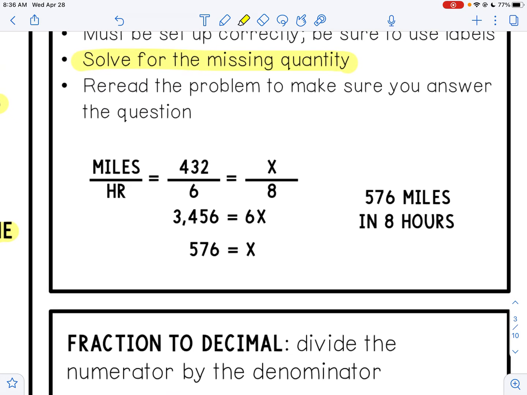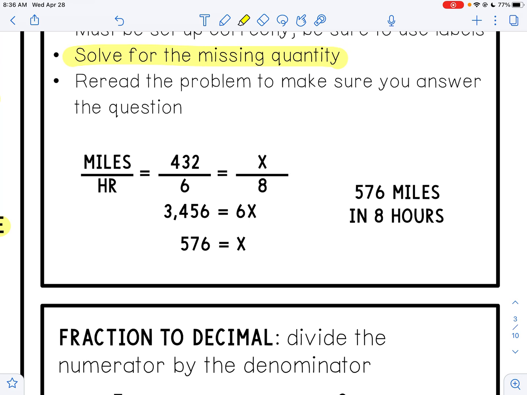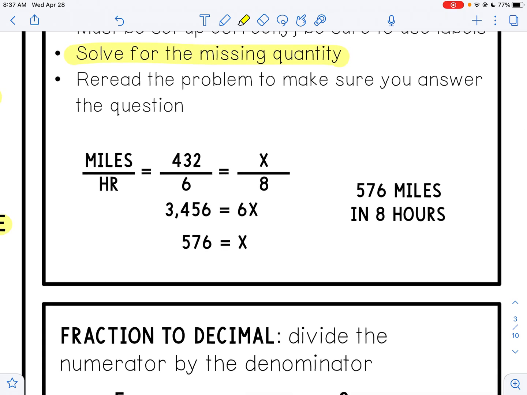So let's look at this example here. It says I have miles per hour, and this person drove 432 miles in 6 hours. We're trying to find how many miles they will drive in 8 hours. The first thing that we can look at is to see if there is an easy scale factor. Can I multiply one side by a simple number to get the other side? In this case, I cannot multiply 6 by anything to get 8 easily.